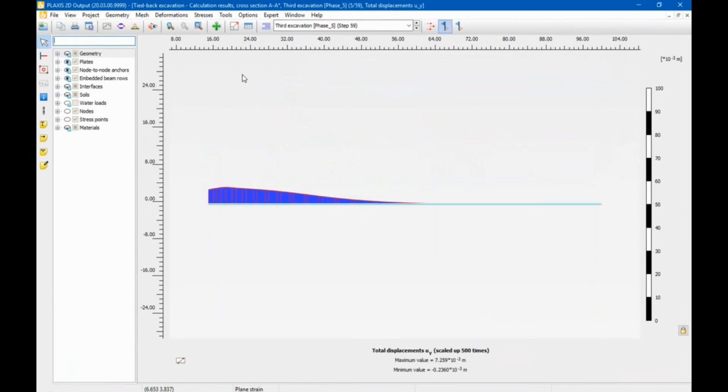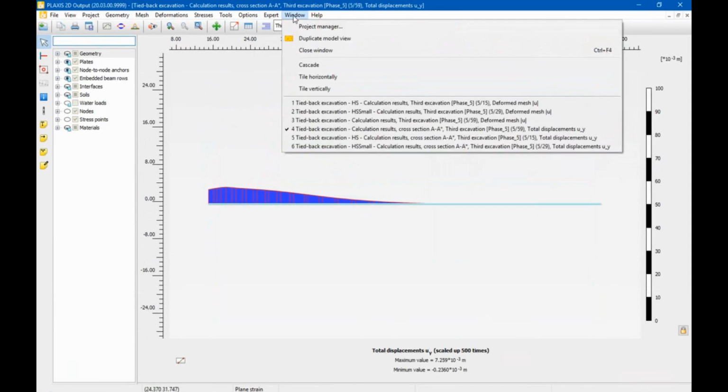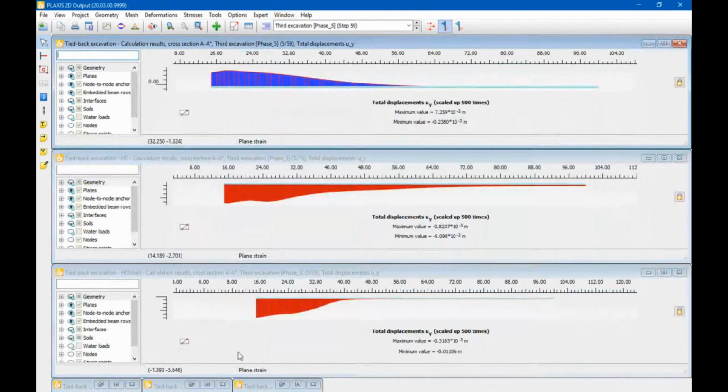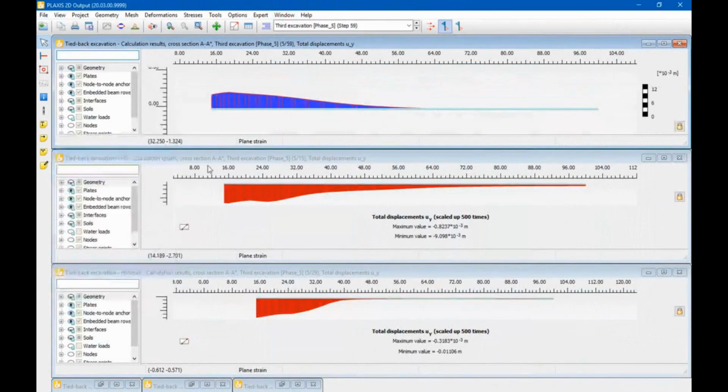And I do the same for this one. Now I want to see them next to each other, tile horizontally. I could even decide to get rid of the titles if I really want to.